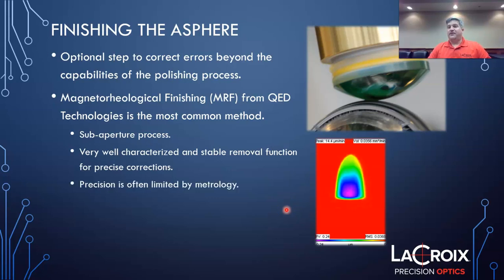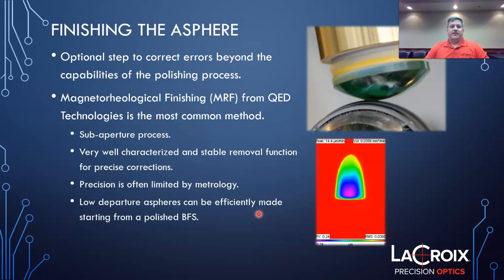And your precision here is often limited by metrology. Not always, but that's commonly a limit. If you can measure the error, you can probably get a removal function and correct the error. And in the case of very low departure ASPHEREs, it's hard to put a firm number on it because it depends on the size of the ASPHERE as well. But say you have under 5 microns, maybe under 20 microns in some cases, or 30. You can actually take a best fit sphere polished using conventional methods and use MRF to generate the ASPHERE you want. And that generally results in a very smooth, very precise ASPHERE.